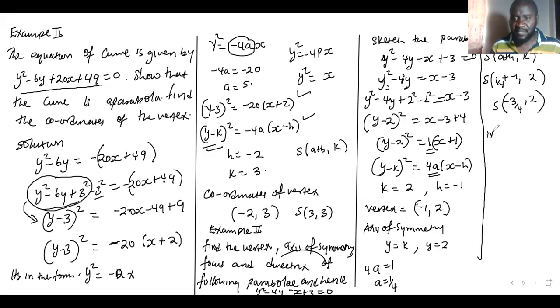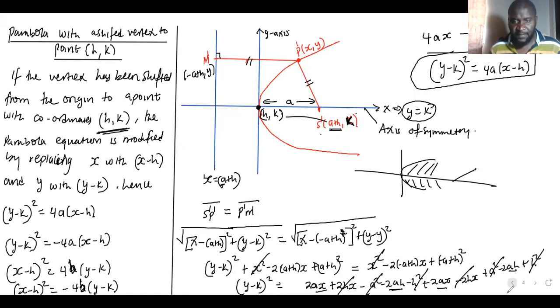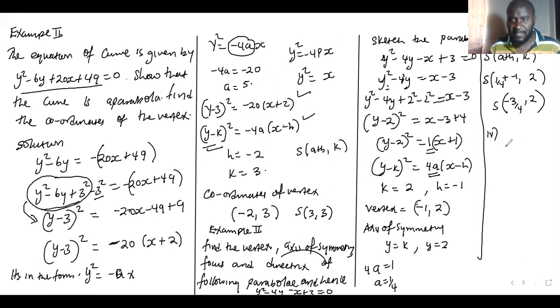Question 5, they have asked for the directrix. Where is the directrix gotten from? Go back to our definition here. The directrix is x is equal to -a plus h, right? So we can substitute here and say the directrix is x is equal to -a plus h. A is -1/4, h is -1. The answer is -5 over 4.